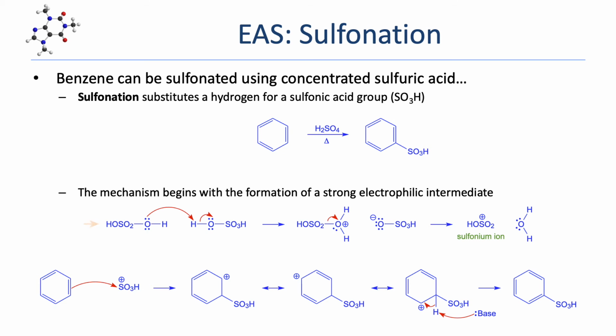the EAS portion of the reaction, which begins with a nucleophilic attack of benzene onto the sulfonium ion to form a resonance-stabilized carbocation. Once again, a weak base removes a hydrogen from the carbon attached to the sulfonic acid group, forming a pi bond and re-establishing aromaticity.